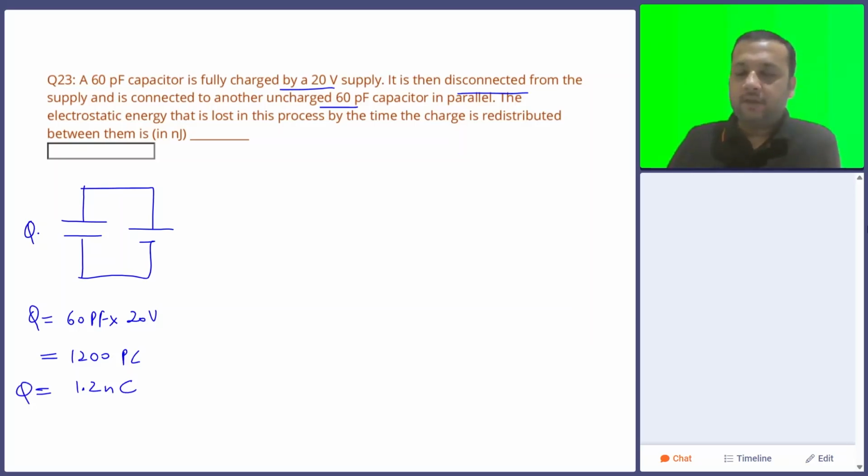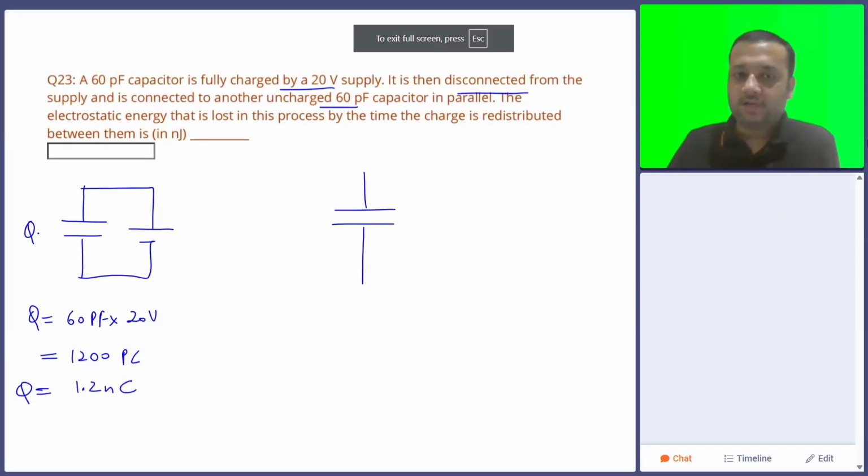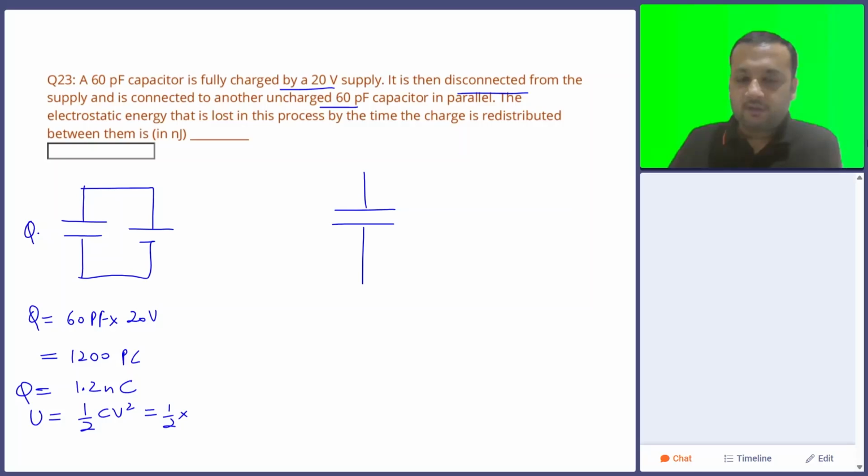Now, if you remove the battery, you have this capacitor, and it has 1.2 nanocoulombs of charge. So right now, how much energy does it have? It has the energy half CV square. That means half into C, and C was how much? C was 60 picofarad.